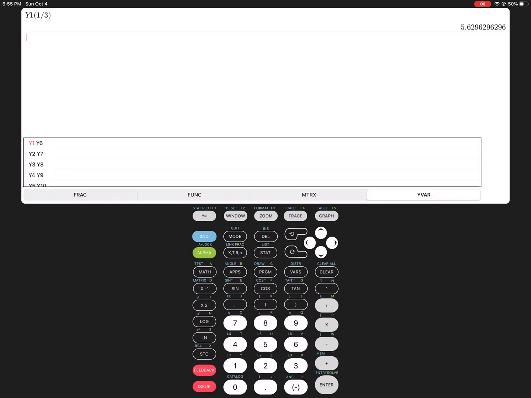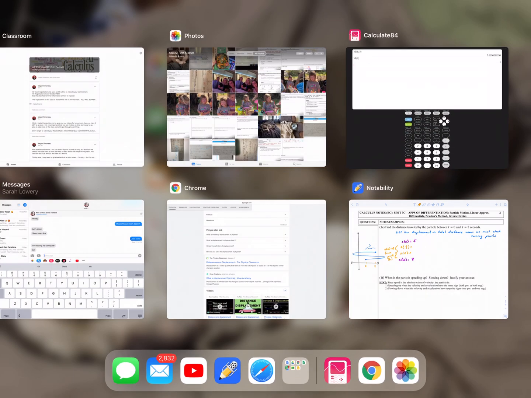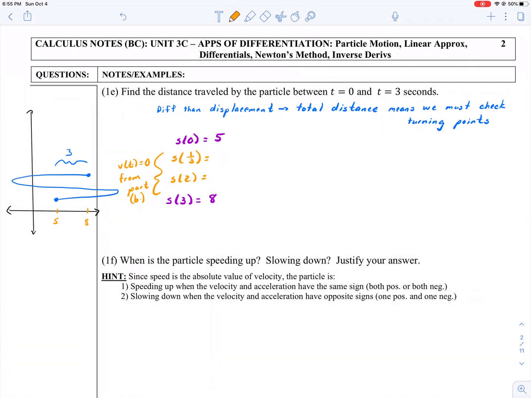Then I'm going to repeat the process, y1, and plug in a 2. I could have gotten the 2 from the table pretty easily, but obviously I could not have gotten the 1/3 from the table. I would have had to change my table settings. But I don't want you to hand plug in values over and over again into these polynomials. I want you to use the calculator efficiently. So now that I have these values, S of 1/3 was 5.6296. I'm going to round to 4 decimals. And then S of 2 was just 1.